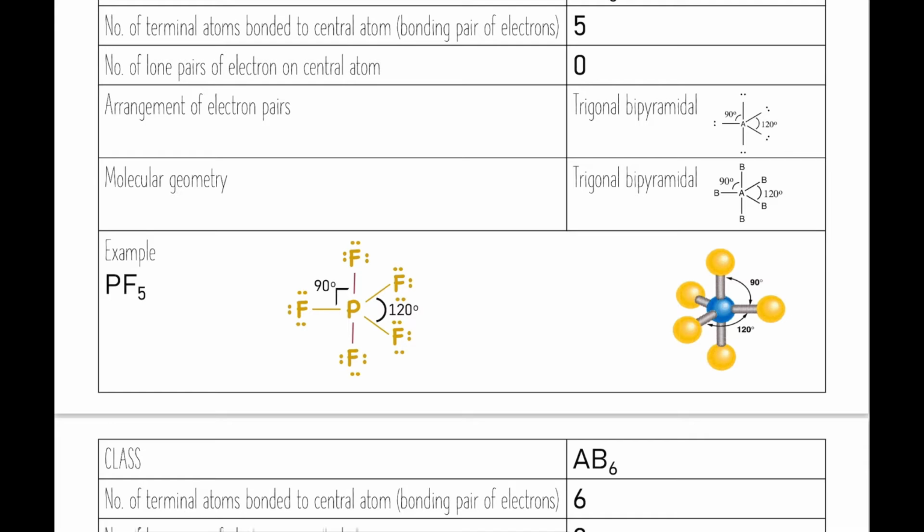If I decide to color this atom with green and this one also with a green color, therefore you can see that the bond angle between the green atom and the yellow atom is 90 degrees, while the bond angle between the yellow and yellow atom is 120 degrees.